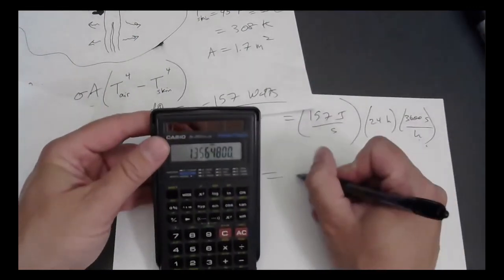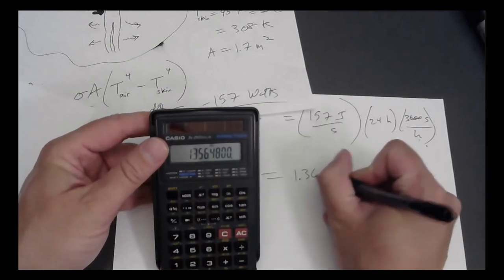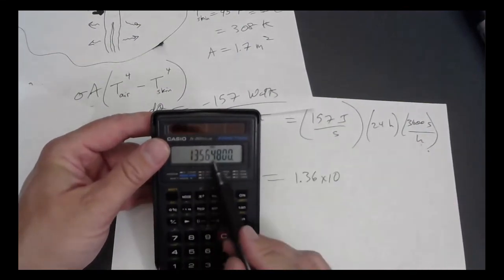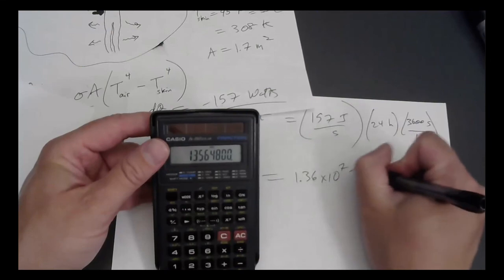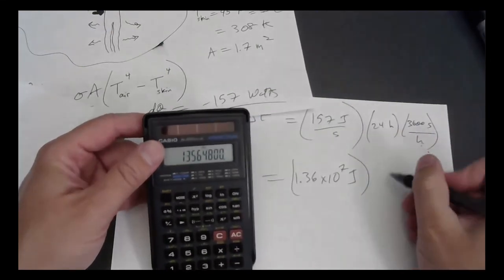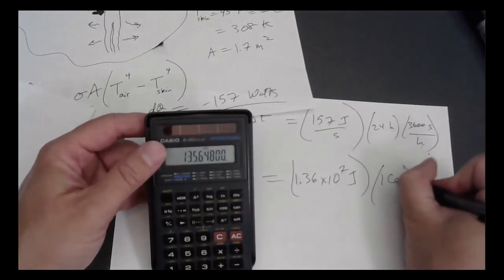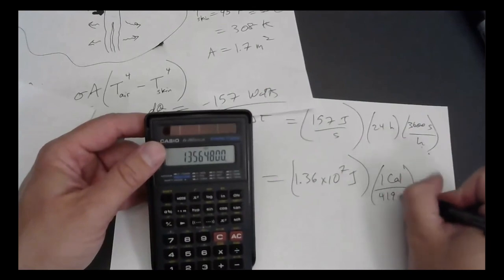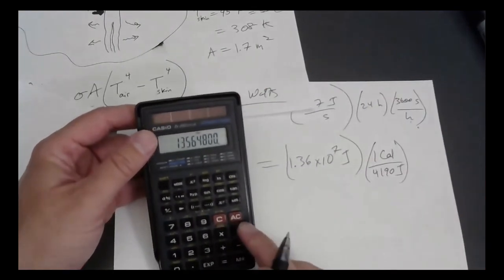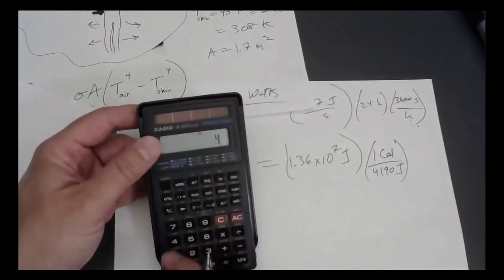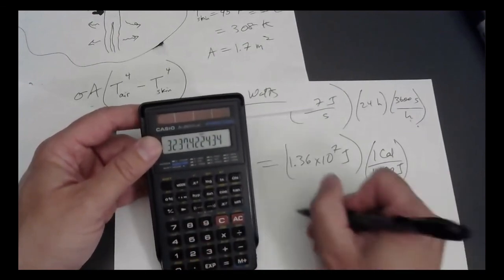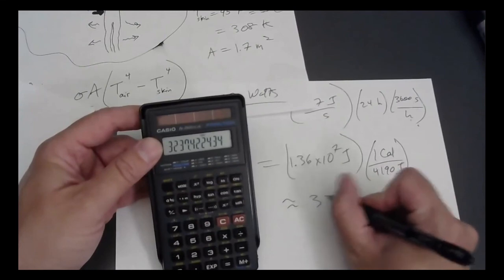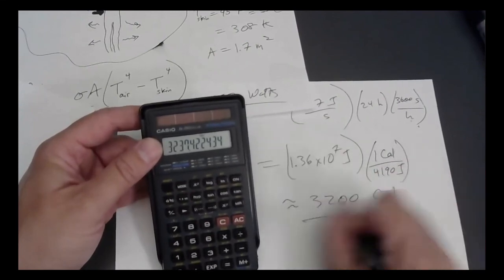Okay, can I put this in scientific notation? 1.36 times 10 to the 7th joules. Whoa, that sounds like a fantastic number, but don't forget, one nutritional calorie is 4190 joules. So drum roll, please. 4190. Okay, I'm gonna round that down to 3,200 calories.